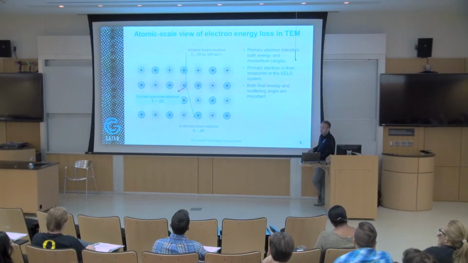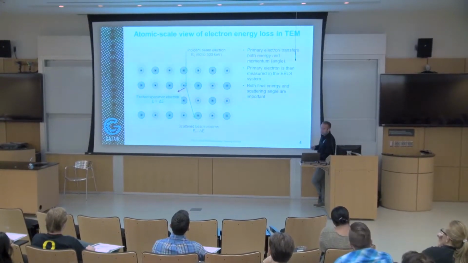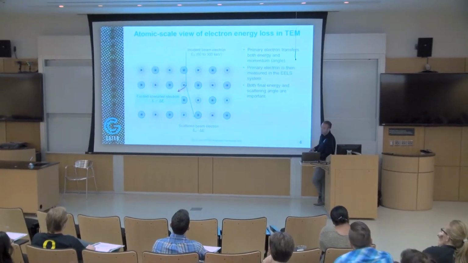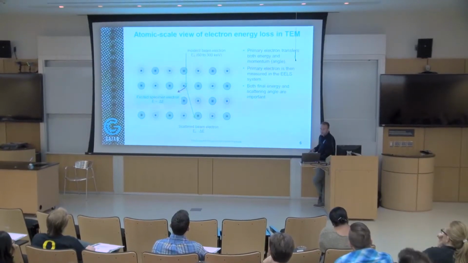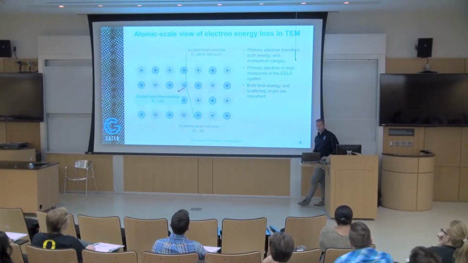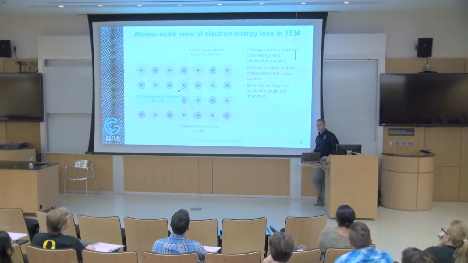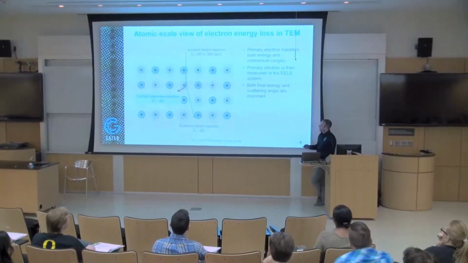It depends on the microscope you're using. It could range from 60 kV up to 300 kV. I think we're going to have the microscope, at least for the practical sessions, set up with 300 kV. So we're going to have electrons coming down at 300 kV, okay?